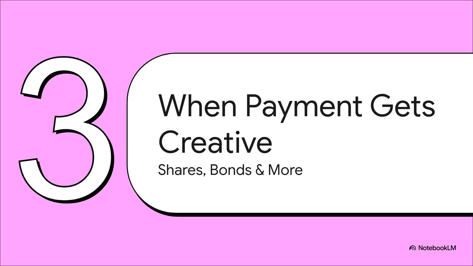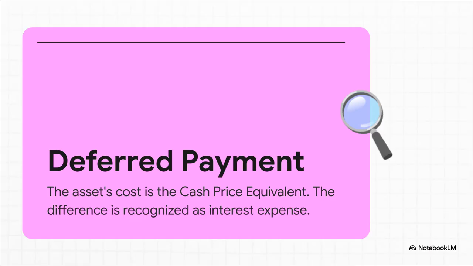Okay, let's level up. The exam isn't always going to give you a simple cash transaction. Things get creative. Companies use installment plans, they issue shares, they issue bonds. Let's break down how to handle each one. This is a big one. If you're paying in installments, the total amount you'll pay is irrelevant for the asset's cost. What matters is the cash price equivalent, what you would have paid if you bought it with cash today. If the total payment is $1.2 million, but the cash price is $1 million, your asset cost is $1 million. That extra $200,000, pure interest expense.